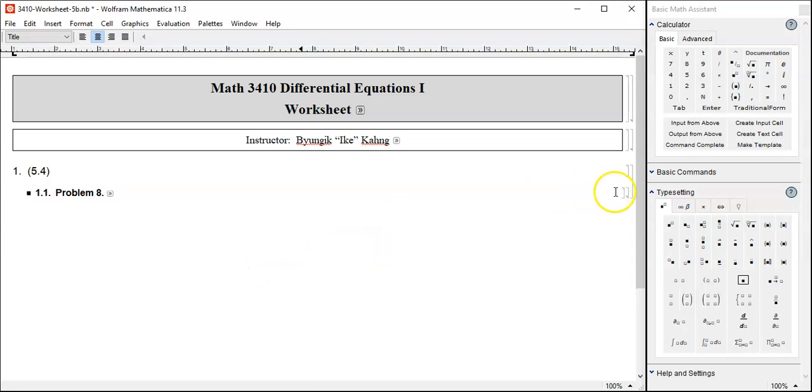Which one shall I select? Let's go to problem 14, the last problem on that page, and let me get the problem. t y double prime plus 2y prime plus 9t y prime is equal to 0. And let's solve this differential equation.